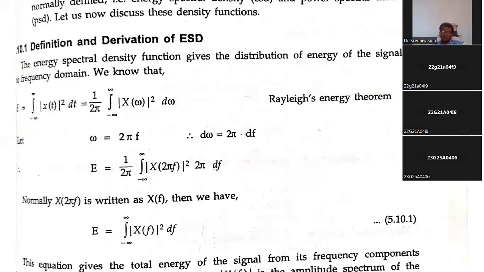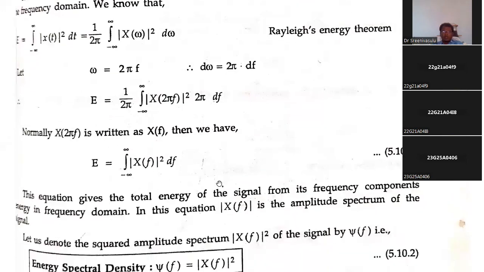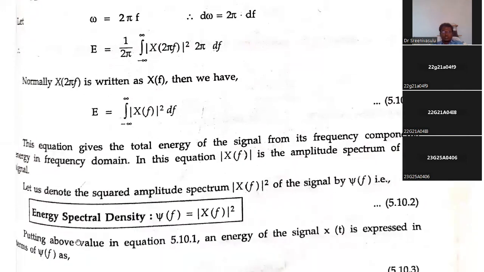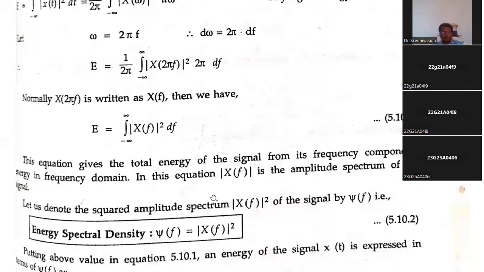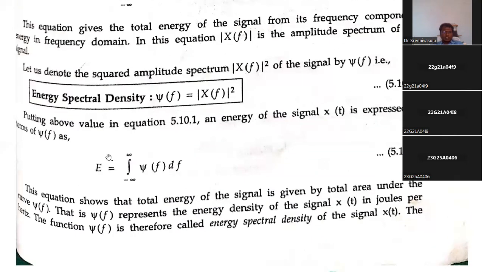Instead of using this omega, if you want to use frequency, this is the formula. It is the energy spectral density, which is represented with psi of f. So psi of f is equal to magnitude of X of f whole square. Every time, the Fourier transform pair is R of tau and its Fourier transform is this psi of f, which means magnitude of X of f whole square. Okay. So the energy obtained from the frequency domain is the integral from minus infinity to infinity of psi of f df.